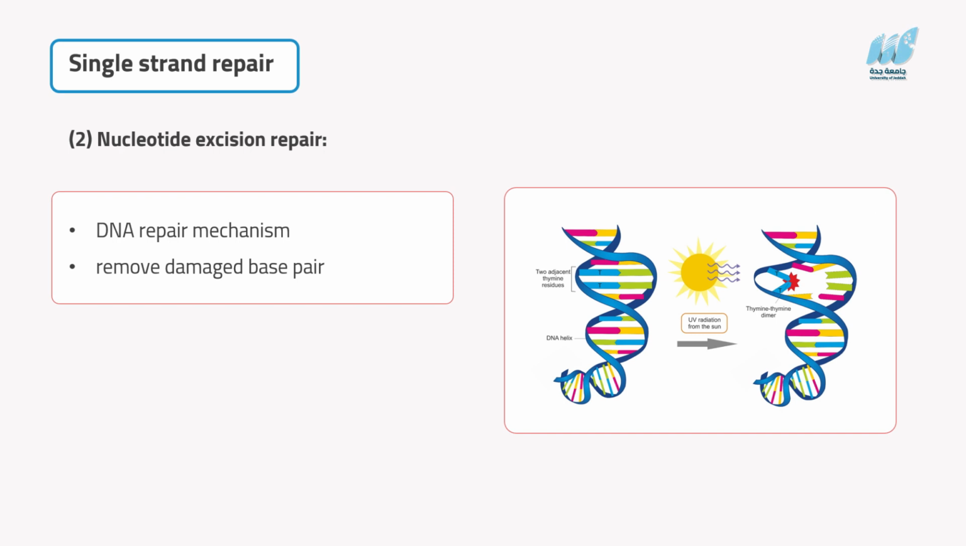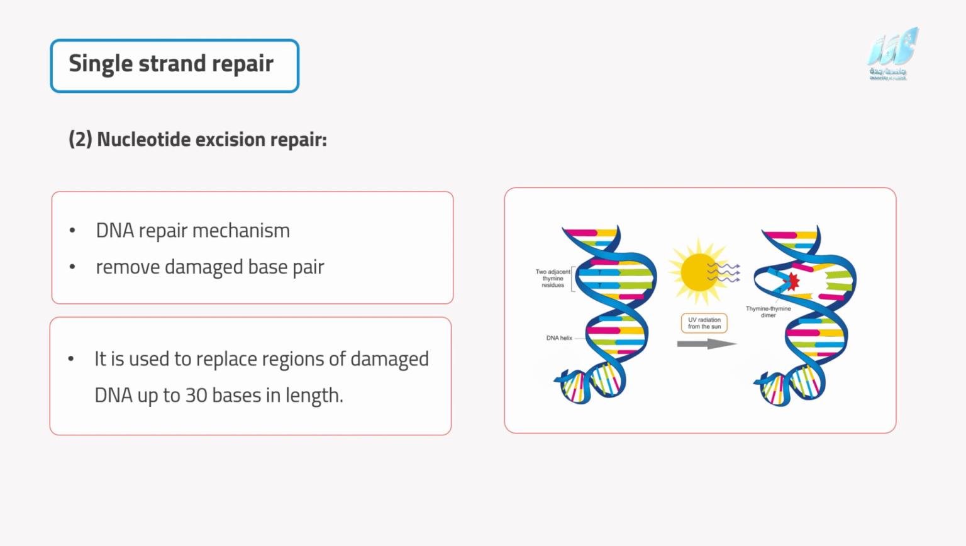In nucleotide excision repair, the proteins produced from these genes, called NER, play a variety of roles in this process. They recognize DNA damage. This repair mechanism is used to replace a region of damaged DNA up to 30 bases in length.